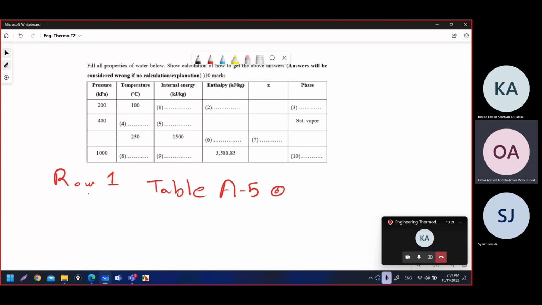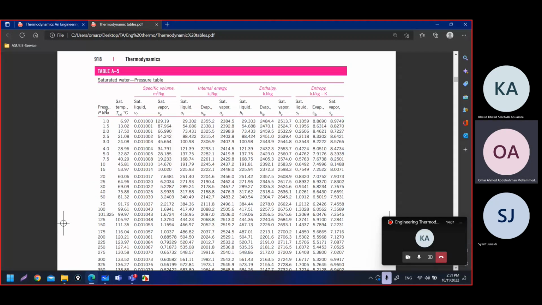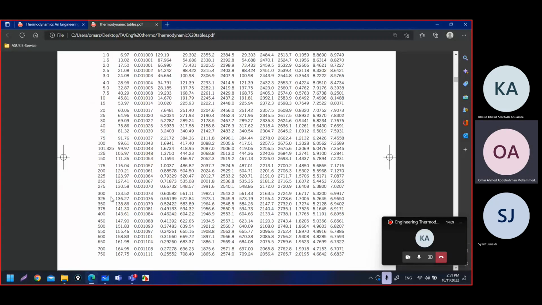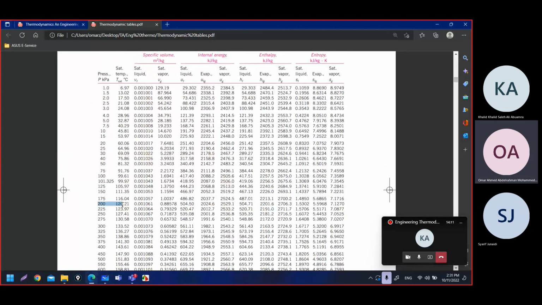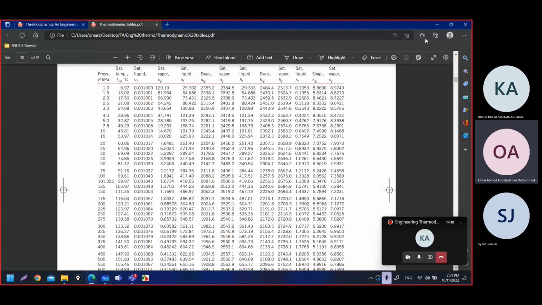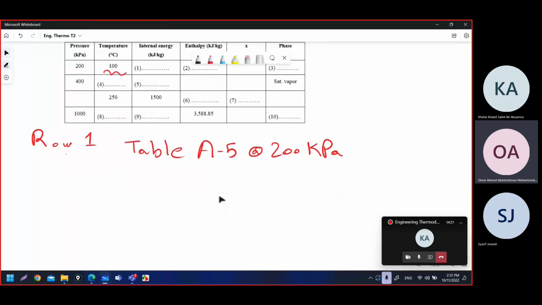At pressure 200 kilopascal, I want to compare my temperature to the saturation temperature. So at table A5 at 200 kilopascal, I want to compare the saturation temperature with my temperature. My temperature is 100 degrees Celsius. It is less than the saturation temperature, so it is a compressed liquid state. So T is less than Tsat.